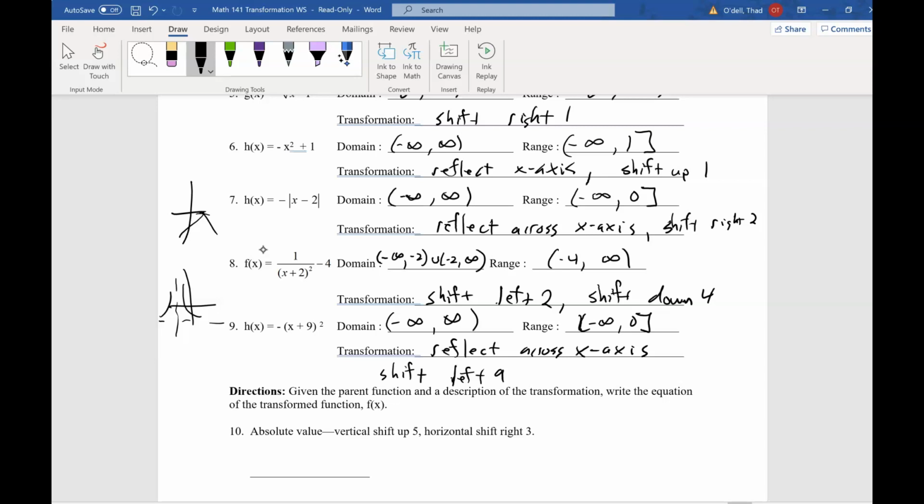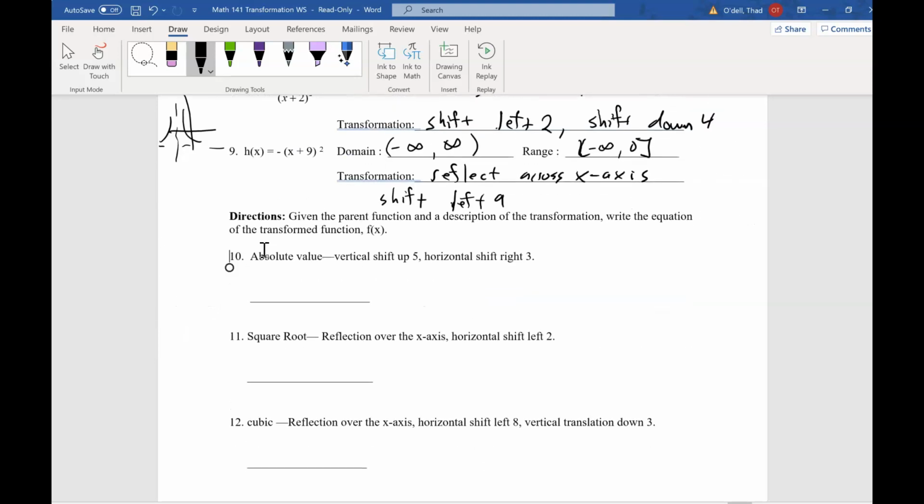Okay, the parent function and a description of the transformation, right? So this is one. I think there's a specific request about some more of these, so this is good. Give the parent function and a description of the transformation. So we got the absolute value, so that's y equals absolute value of x. And it's a vertical shift up 5 and horizontal shift right 3. So it's just 2 shifts. So I'm going to go y equals, put the horizontal shift inside. That would be a shift right, so we want to do minus 3. And the vertical shift on the outside, and it's up, so we do plus 5.